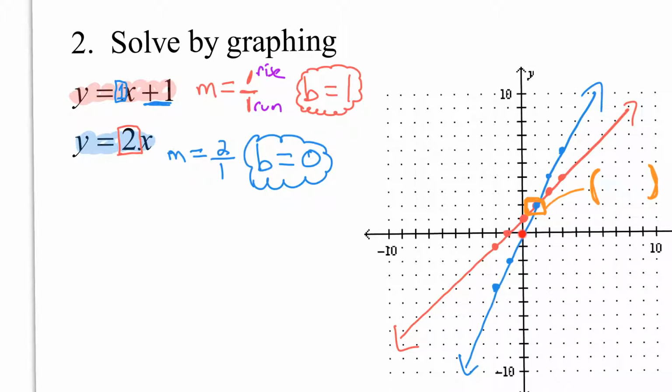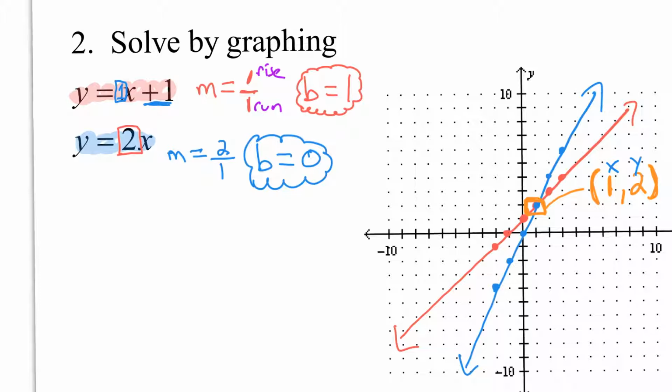This point, you have to go 1 to the right and 2 up. 1 from the origin, 1 to the right, and 2 up. So my x value will be 1, and my y value will be 2. And I'm going to put x here and the y here so you guys know those are the numbers.